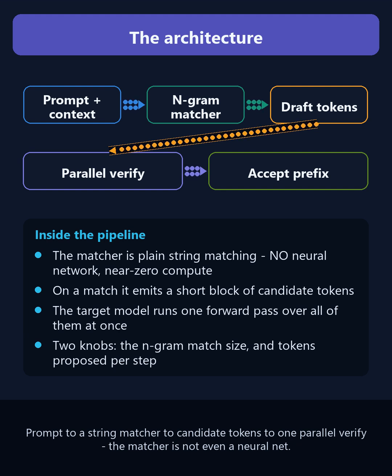The architecture is beautifully small. The prompt and context feed a simple n-gram matcher, essentially fast string matching, no neural network. On a hit, it emits a short block of candidate tokens. The target model runs one forward pass over all of them at once and accepts the longest correct prefix. Two knobs tune it: the n-gram match size and how many tokens to propose per step.